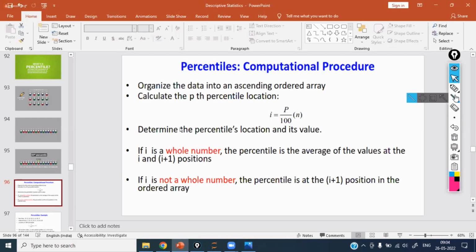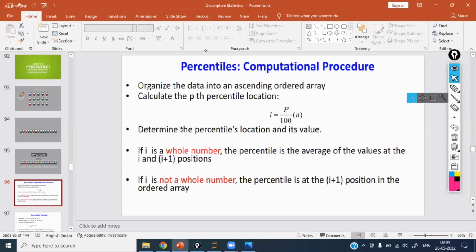What is meant by P? Whatever the percentile you want, that percentile you have to write here. 10 percentile means you write 10. 20 means you write 20. 30 percentile means you write 30. Whichever percentile you are interested in, you have to write here. Divide by 100 into N. What is N? Total number of data points.